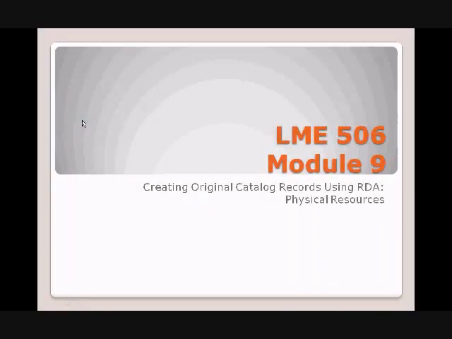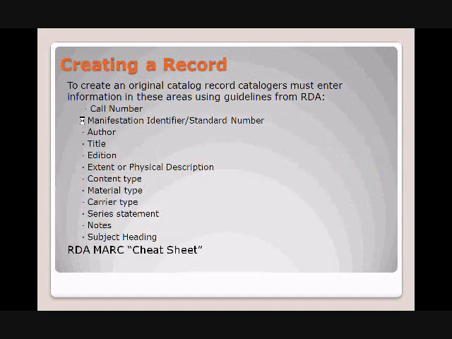This is Module 9, Creating Original Catalog Records Using RDA for Physical Resources. We are going to spend the rest of the course getting some practice with creating catalog records. First, we're going to look at how to create catalog records for physical items such as books.